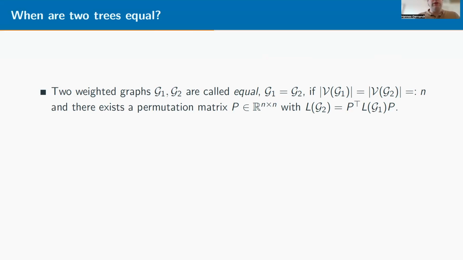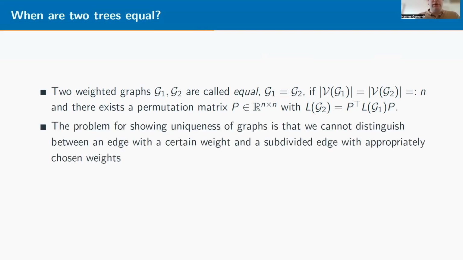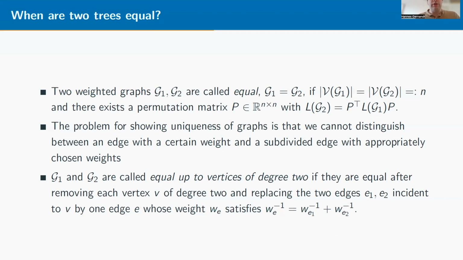And for some reason, this notion is too strong. So if you want to recover graphs, the problem basically is that we cannot distinguish between an edge and an edge where a vertex of degree 2 is located. And this is why we use a different notion. We say that two weighted graphs are equal up to vertices of degree 2, as the name says, if they are equal after removing this interior vertex of degree 2.